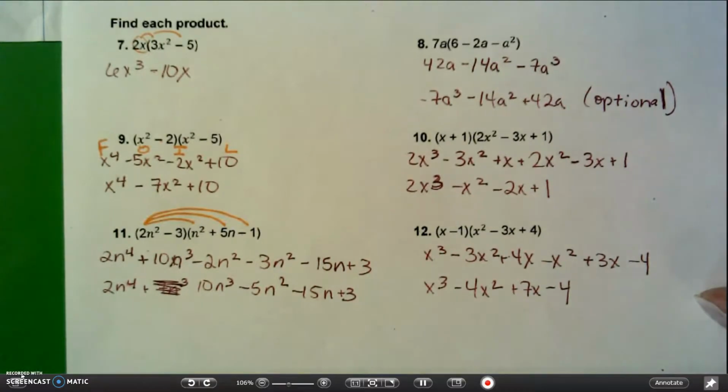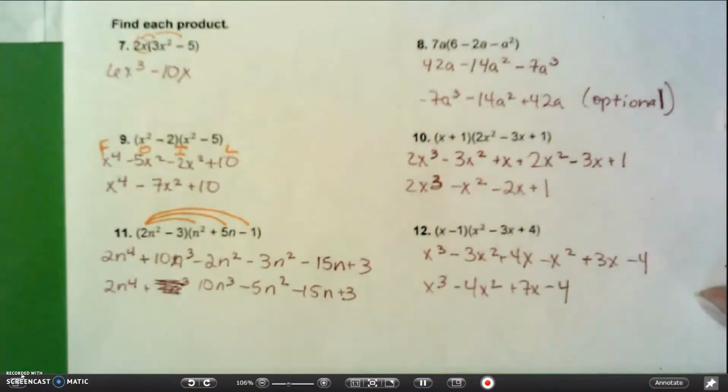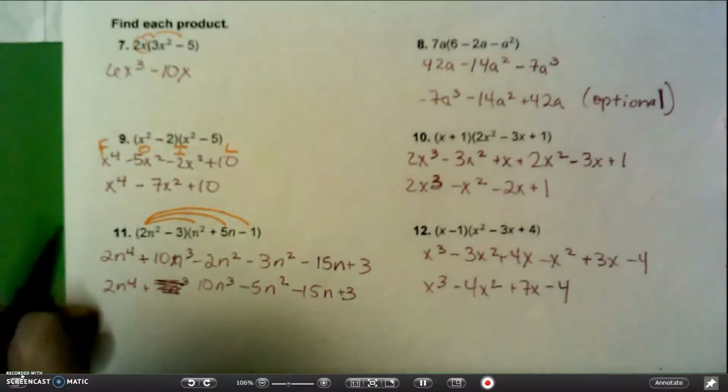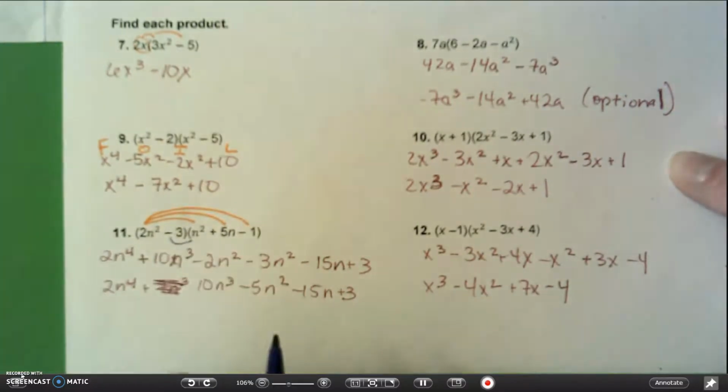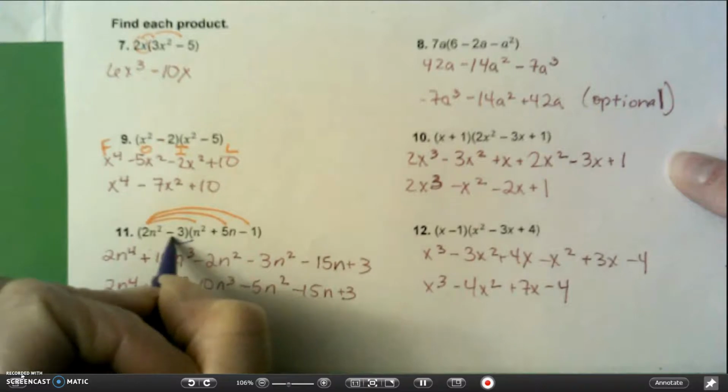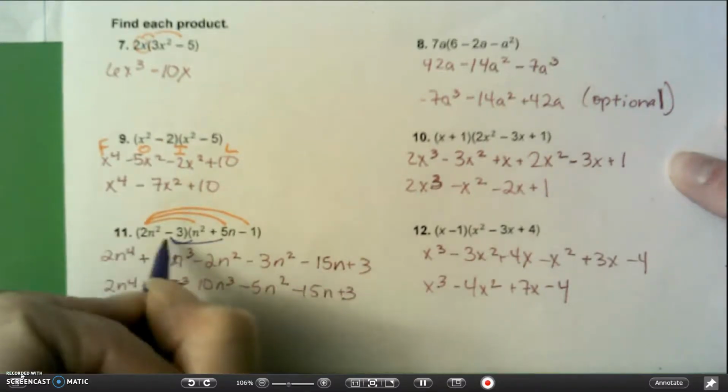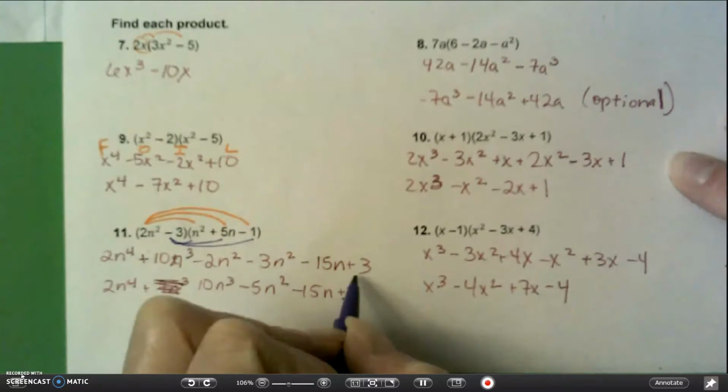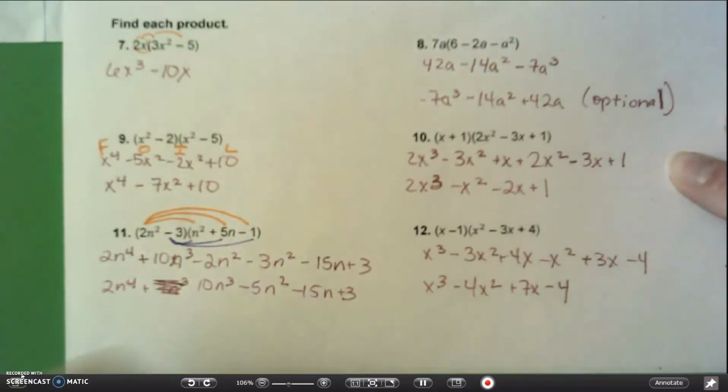Now you're going to take the second term, the negative 3, and multiply it by each term in the second parenthesis. So negative 3 times n squared, negative 3n squared. Negative 3 times 5n is negative 15n. And negative 3 times negative 1 is positive 3. Now all you have to do is go through and combine your like terms. 2n to the 4th plus 10n cubed. You have two terms with n squared, so you combine those to minus 5n squared minus 15n plus 3.